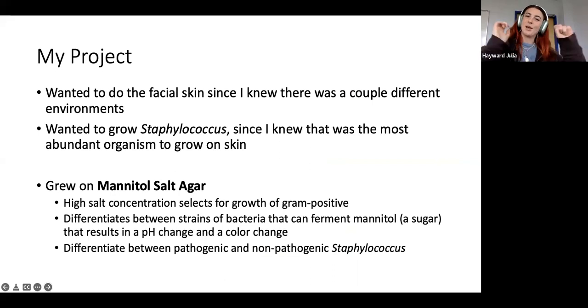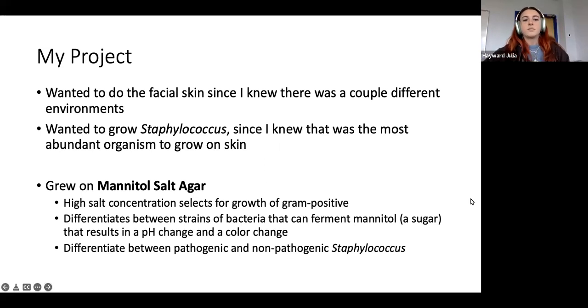Alrighty, so my project. I wanted to do the facial skin because I know that there are different kinds of environments: some oily parts, some dry parts, some moist parts. And from research that I did previously, I knew that Staphylococcus was a very, very common skin dweller that has been cited in multiple different literatures.